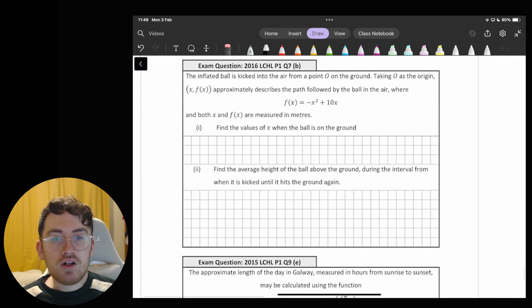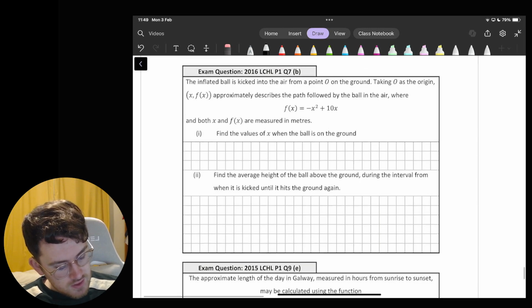An inflated ball is kicked into the air from a point O on the ground, taking O as the origin. This function approximately describes the path followed by the ball in the air, where x and f of x are measured in meters. Find the values of x when the ball is on the ground. Okay, so let's have a look at this one.